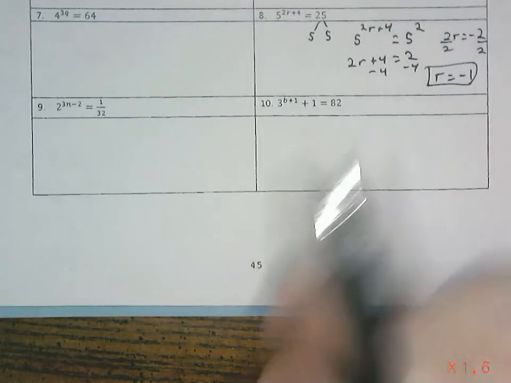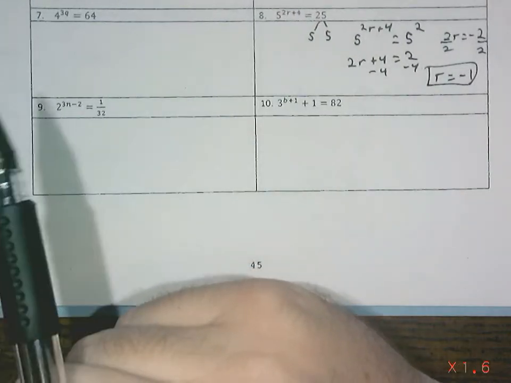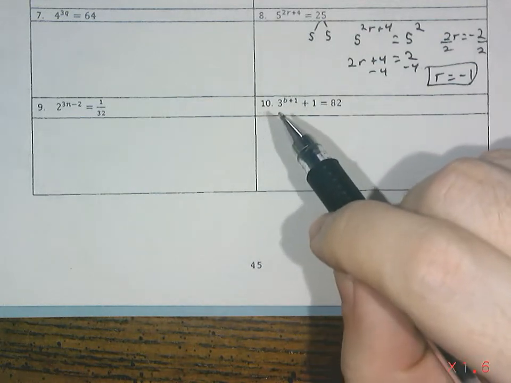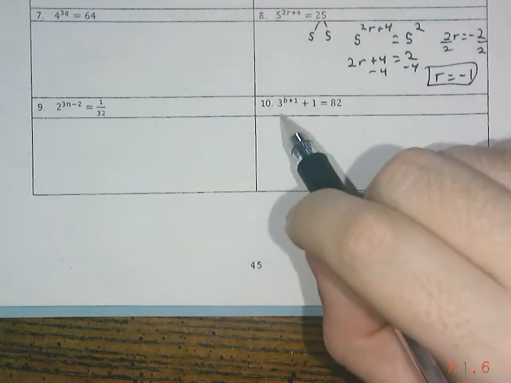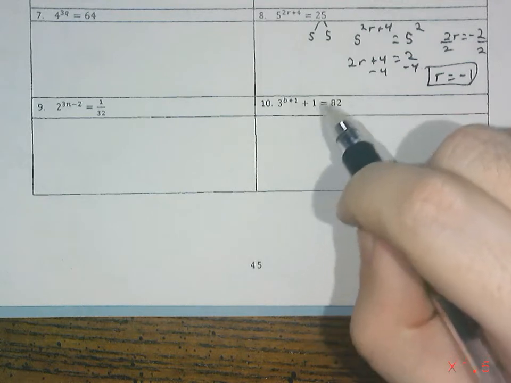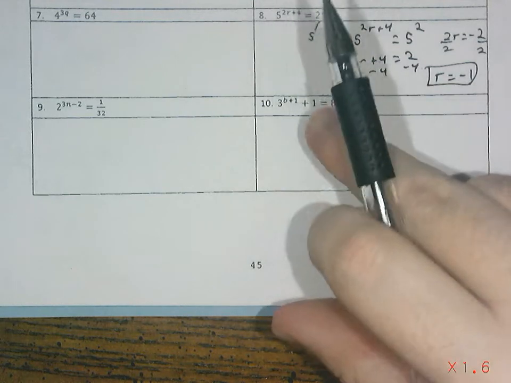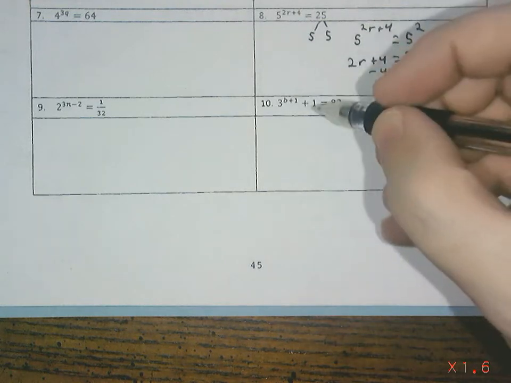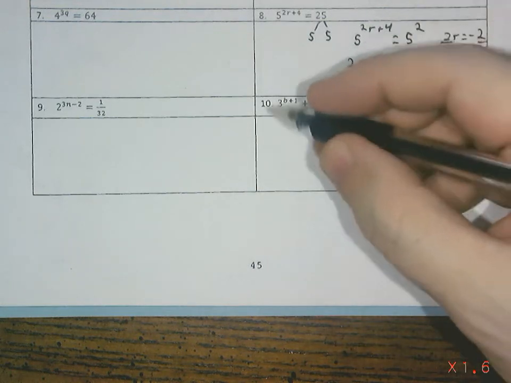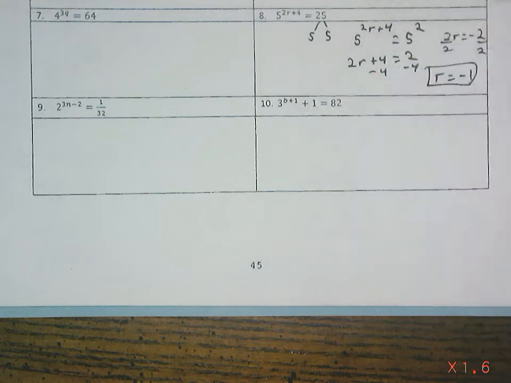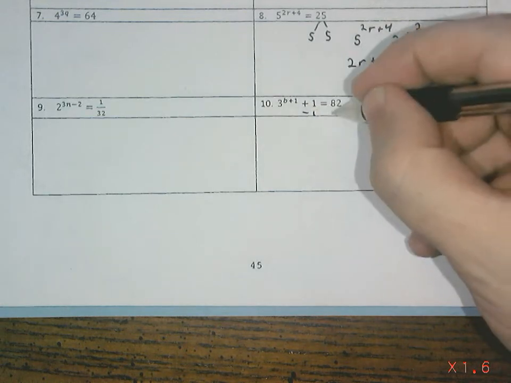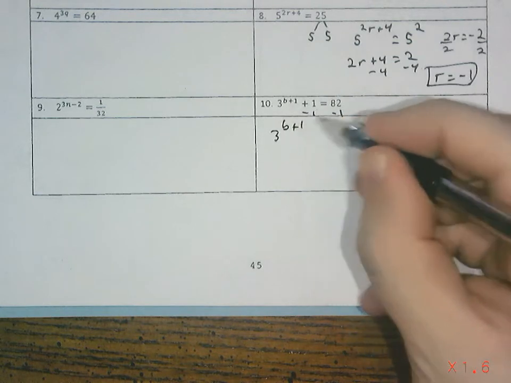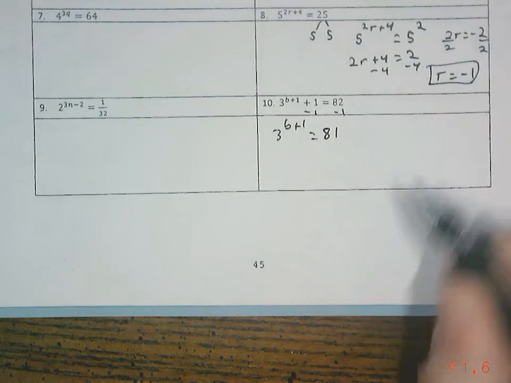Now number 10 gets a little trickier. It's throwing a curveball for you. Because is this base all by itself on one side? No. It's got this 1 over here first, right? We need to get rid of that 1 before we can actually know what base we're looking at. So we need to get this base all by itself first. So I would subtract the 1 first. So minus 1 would give me 3 to the b plus 1 power is equal to 81.